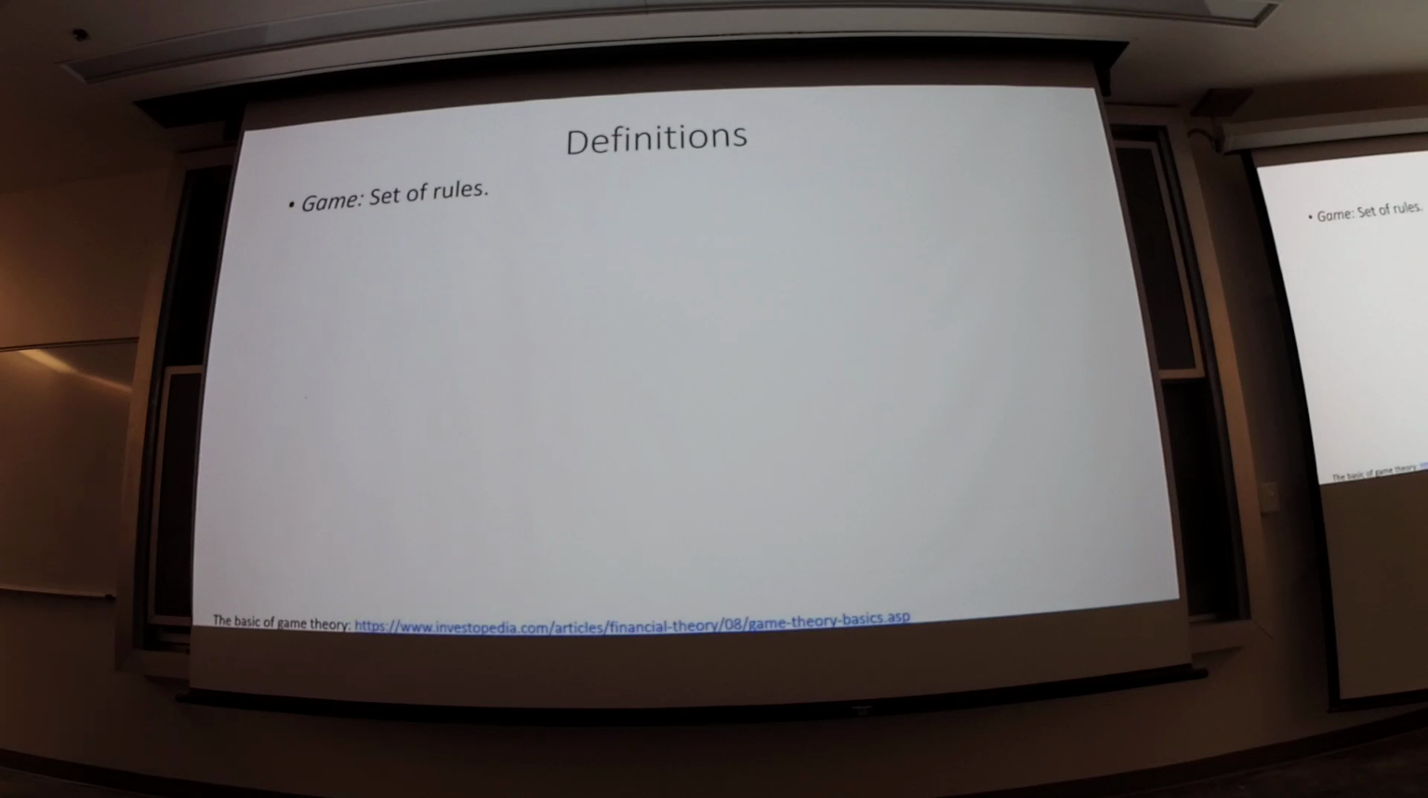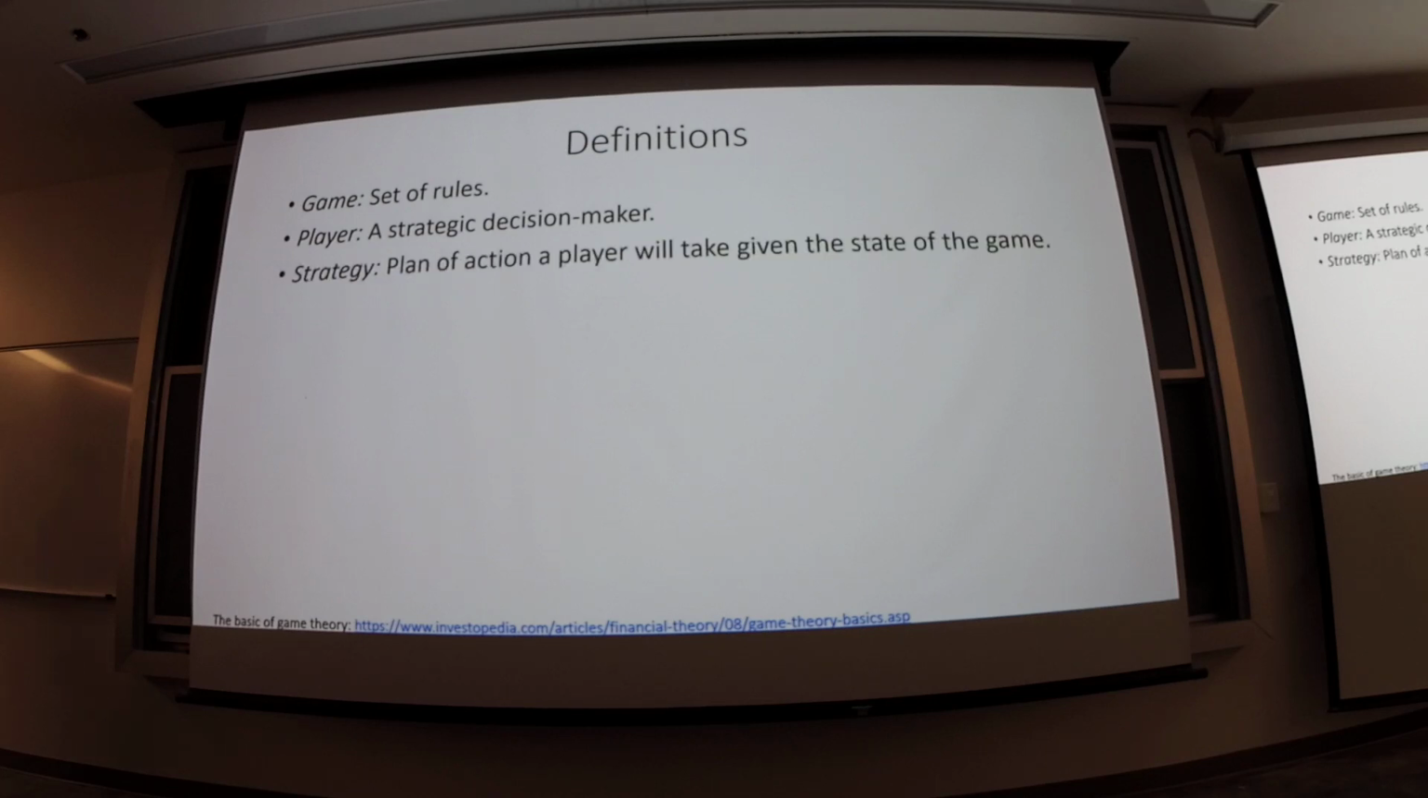So, some definitions. The game itself is defined as a set of rules. We have a player, possibly more than one. Players are defined as strategic decision makers. Of course, in game theory, like in math in general, we have to assume that the players are completely logical, right? Otherwise, it would be pretty hard to handle too much randomness in what they do. So a strategy is a plan of actions that players can take given the state of the game, right?